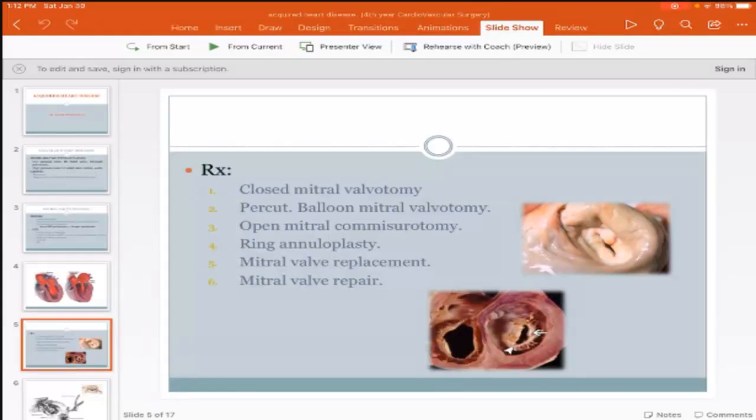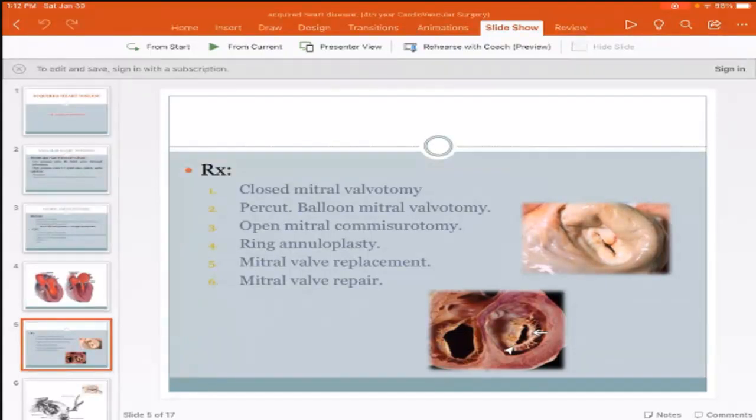Now, what type of intervention can we do? Previously, we could do closed mitral valvotomy. This is done through a left thoracotomy, with no need for a bypass machine or extracorporeal circulation. We do it on the normal beating heart. We do a left thoracotomy in the fourth intercostal space, look at the left atrial appendage, and make a small incision in the left ventricle apex.